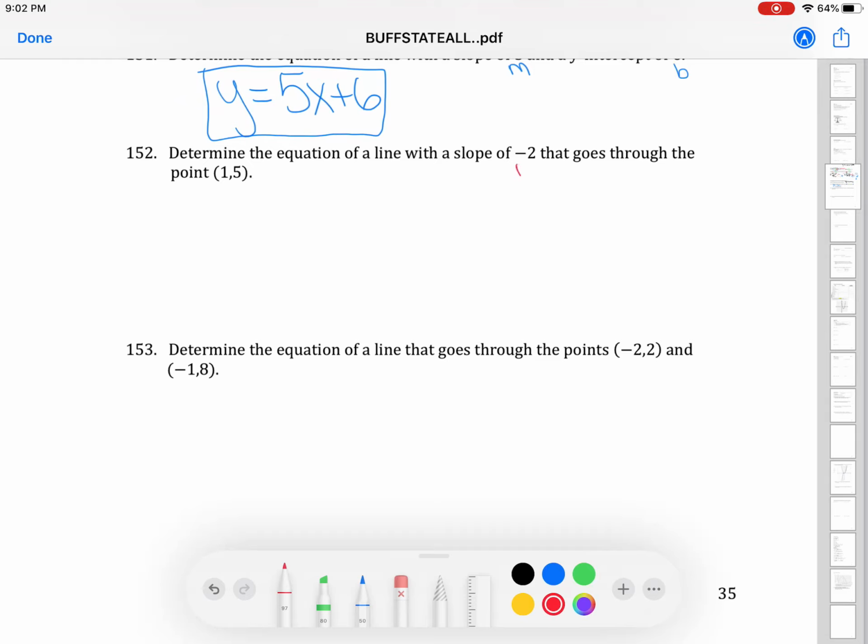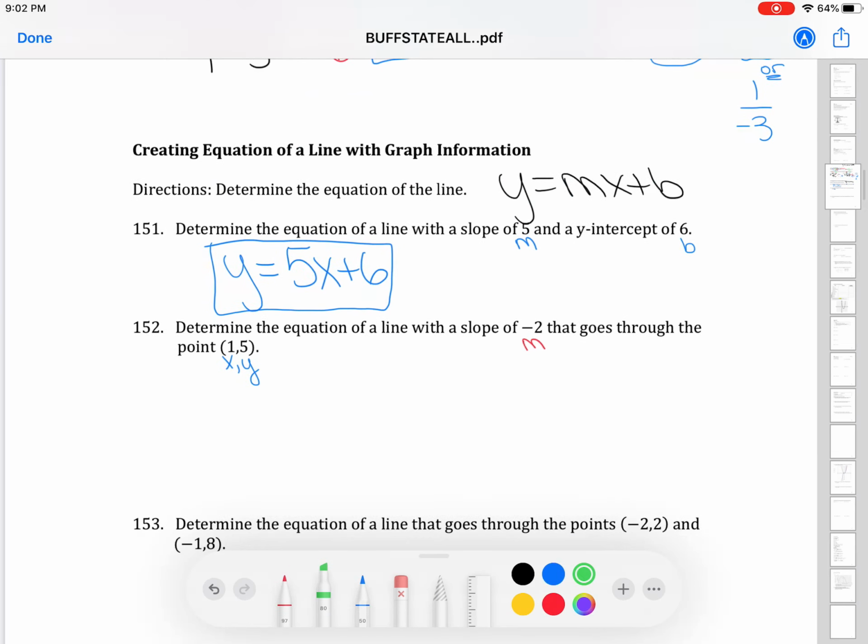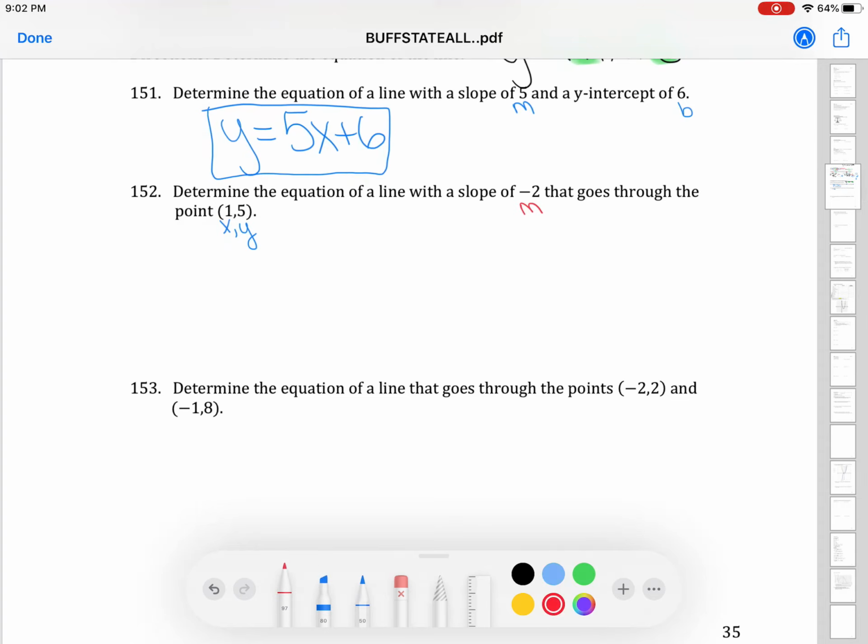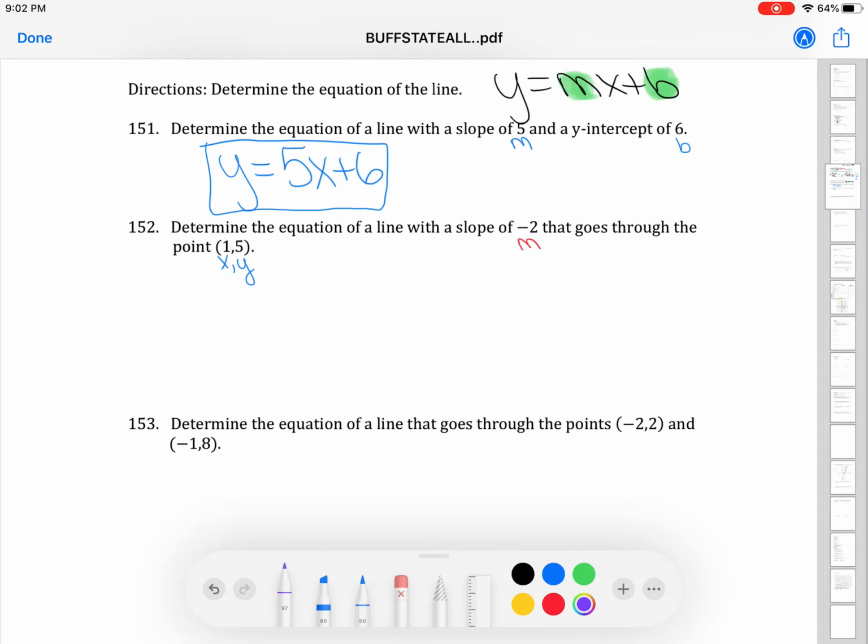Okay, for 152, determine the equation of a line with a slope of negative 2, so that's m, that goes through the point 1, 5. 1, 5 is going to be like an x, y. So we have a problem for this one. I just told you we're all set with an equation if we know what m and b are. But in this one, we only know what m is. The problem gives you an x and a y value to help you find b. So right now, what we have, if we plug in for y equals mx plus b, is all we know is negative 2 is m. If I bring down the x plus b and all of that, that's what I have. But I'm still missing b.